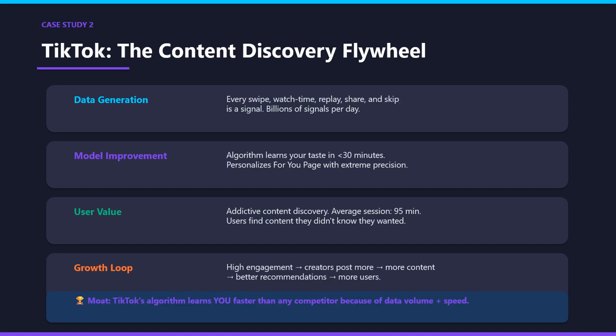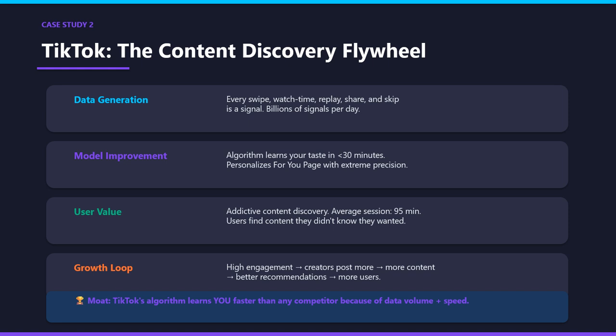And TikTok, case study 2. TikTok has the fastest spinning flywheel in social media. Here is why it beat Instagram, YouTube, and every other platform at short-form videos, right? Coming to data generation for TikTok, every single interaction is a signal, not just likes and comments. Those are explicit.